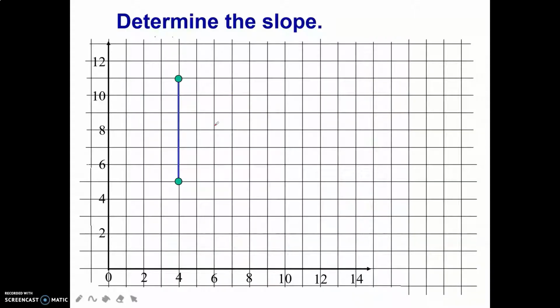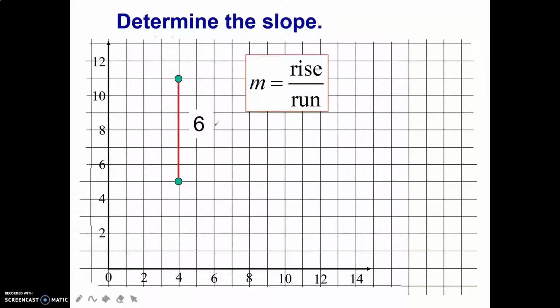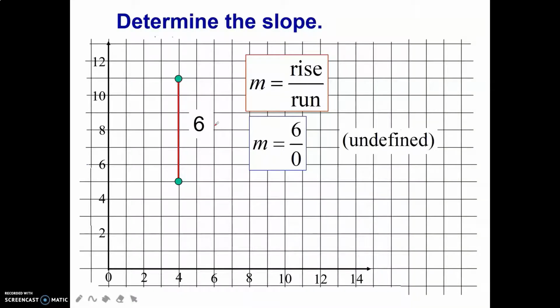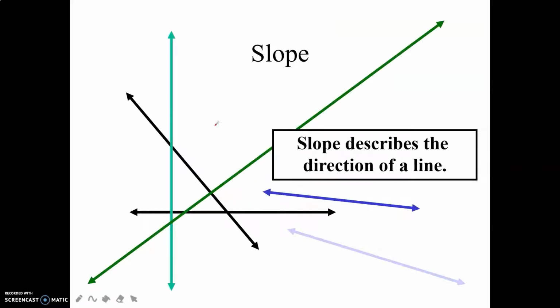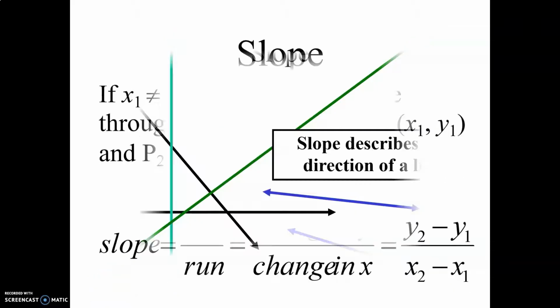What if the line is a vertical line? We only have rise, but we don't have run. So using the formula rise over run, we have 6 over 0, or it's undefined. So one thing to remember is that vertical lines have slopes which are undefined. So by inspecting, we actually observe 4 different paths. So slope describes the direction of a line.